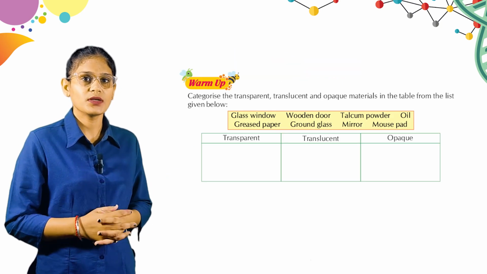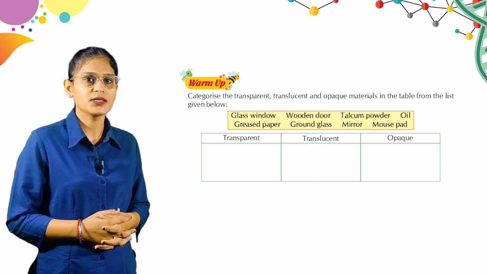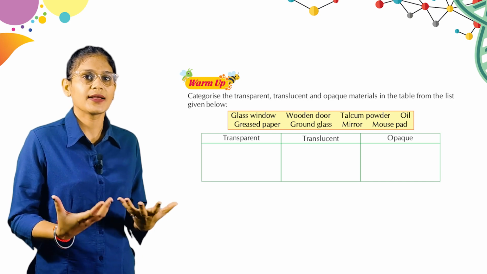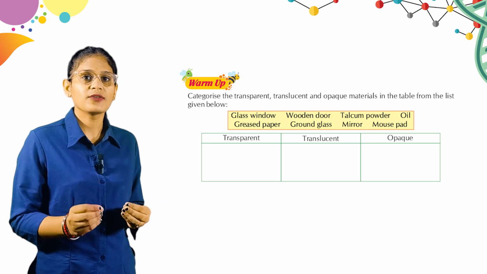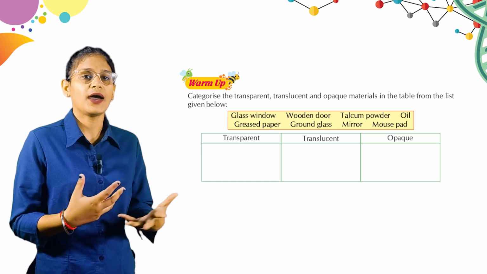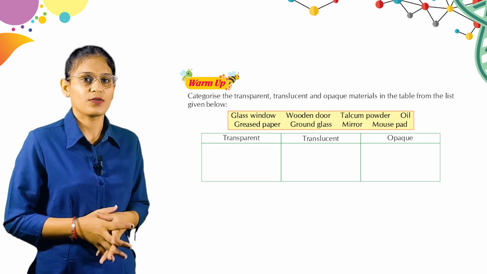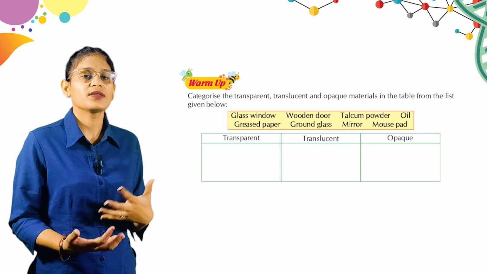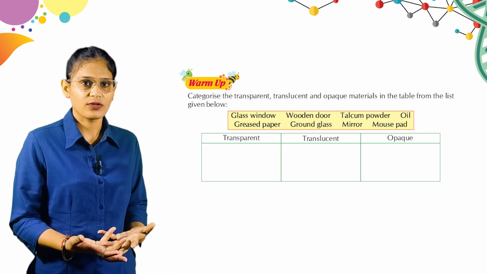Categorize the transparent, translucent and opaque materials in the table from the list given below. You have to categorize a substance like glass window, wooden door. So wooden door is opaque because no light passes through the wooden door. That's how you have to categorize these things. You can do it by yourself. You have to categorize these materials on the basis of whether light passes through them or not. Okay students, you can do it by yourself.